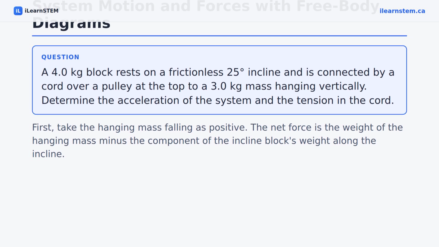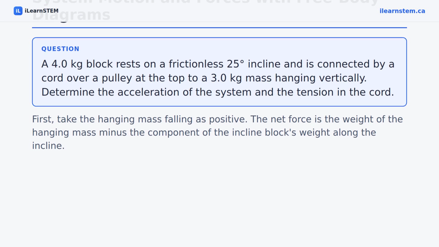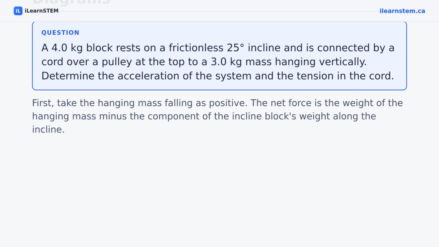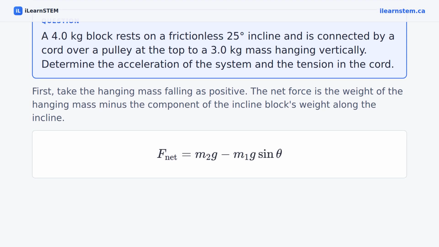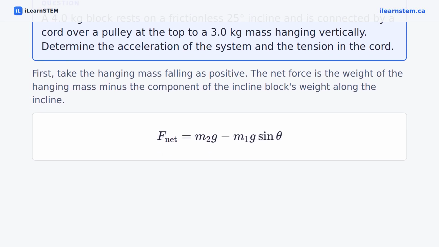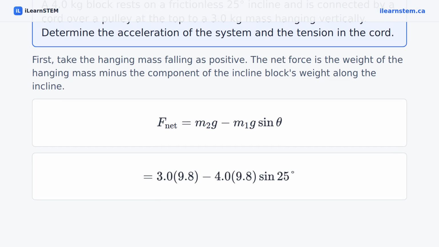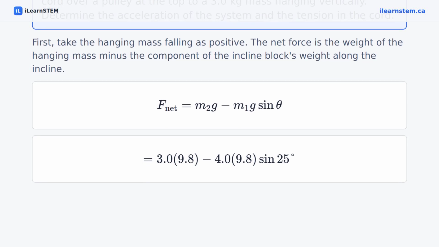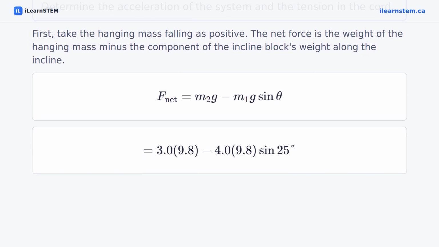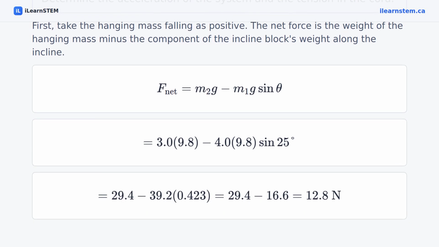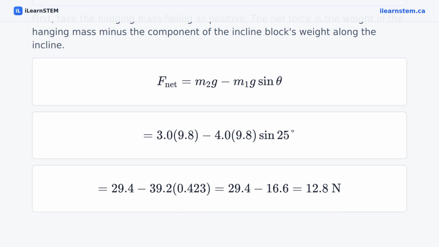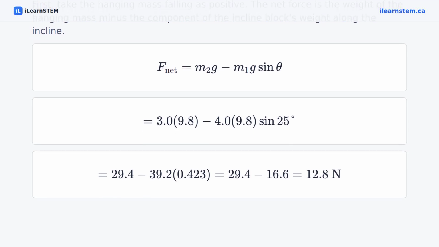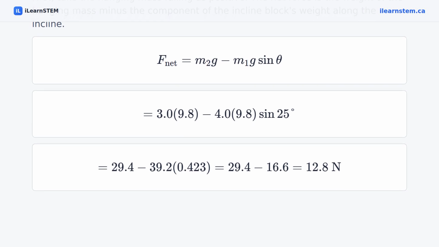First, we take the hanging mass falling as positive. The net force on the system is the weight of the hanging mass minus the component of the incline block's weight along the incline. Net force equals m2g minus m1g sine theta. Plugging in the numbers, 3.0 times 9.8 minus 4.0 times 9.8 times sine 25 degrees. This gives 29.4 minus 39.2 times 0.423, which is 29.4 minus 16.6 equals 12.8 newtons.